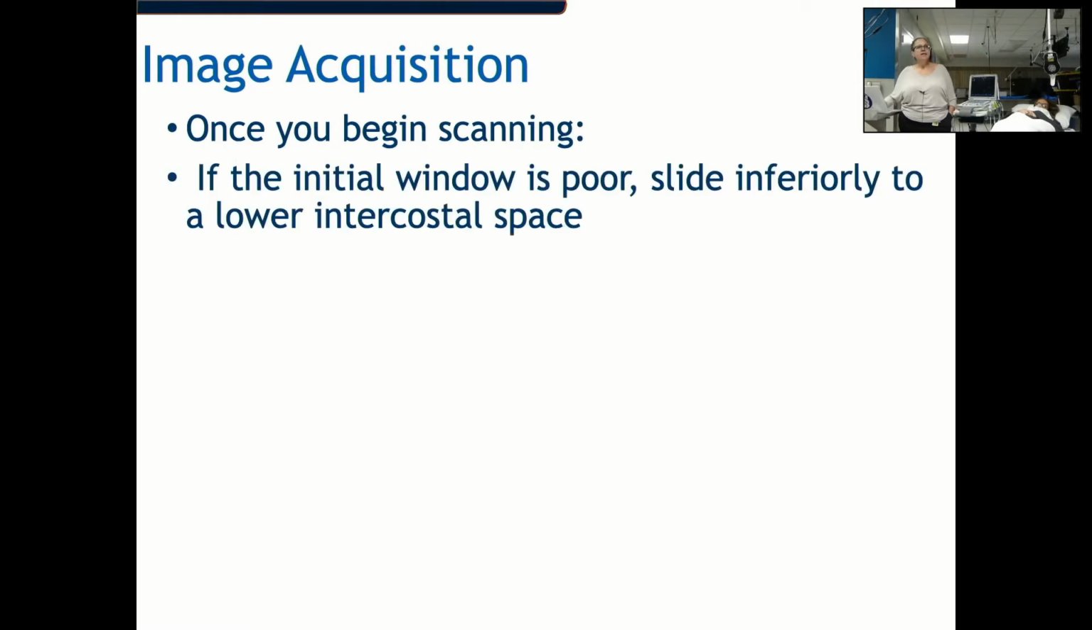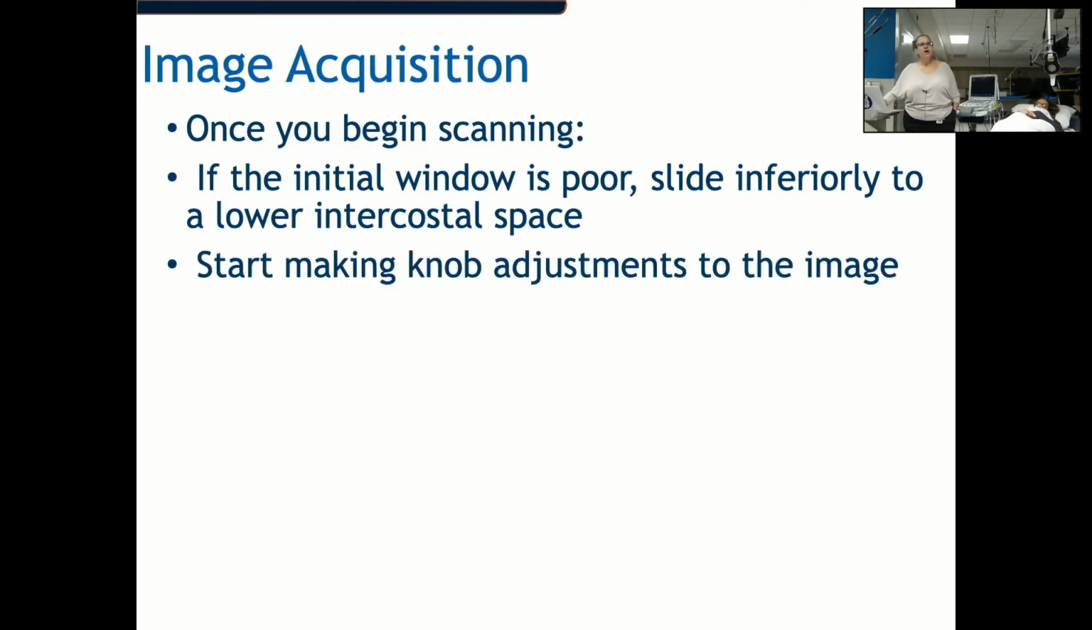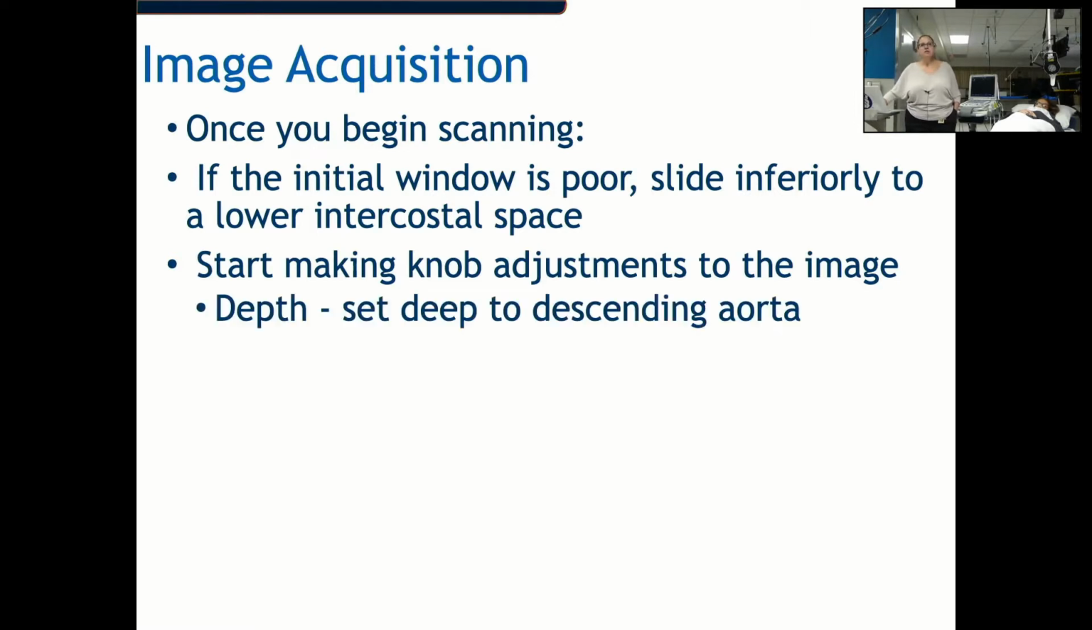Once you begin scanning, then you are going, first of all, to select the appropriate intercostal space. And if you start at the second, that is often a little bit too high, but slide inferiorly until you find the appropriate intercostal space. And then once you have an image of cardiac anatomy, begin making other adjustments, including to your depth. Make sure you include the descending aorta and about 1 finger of space deep to the pericardium.